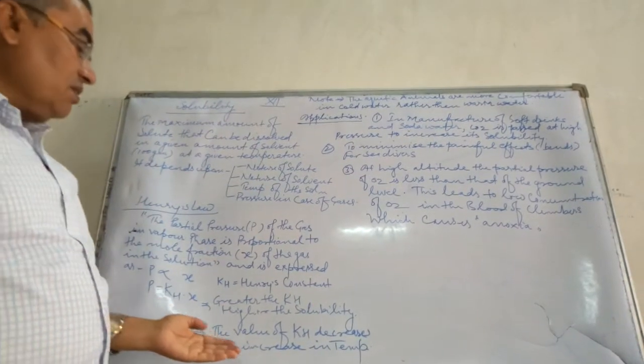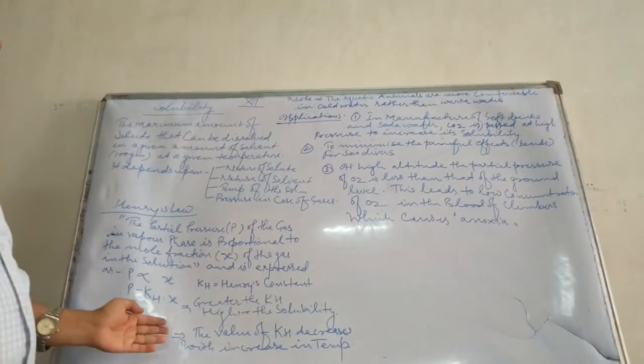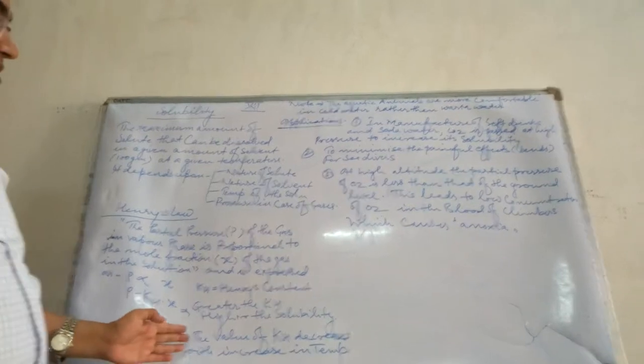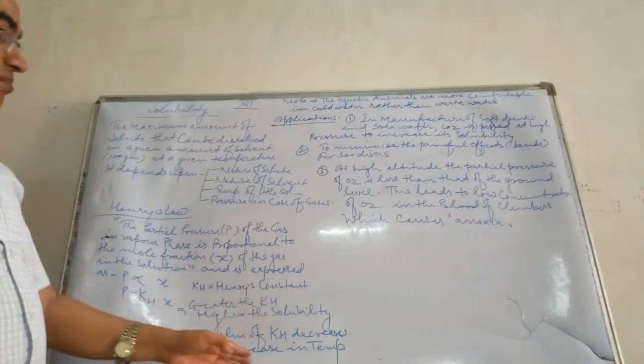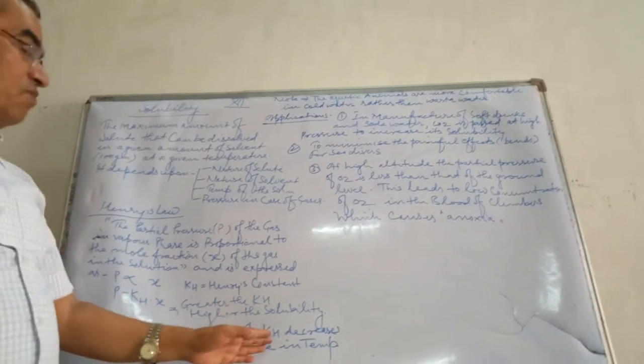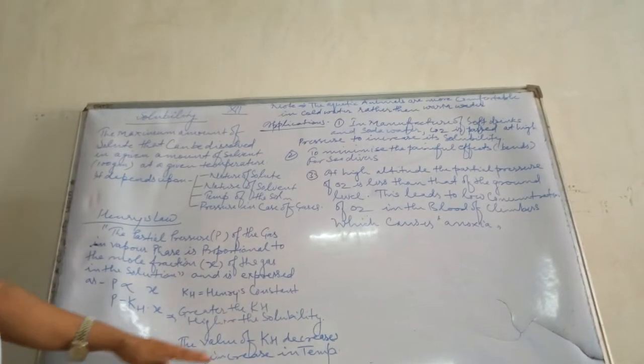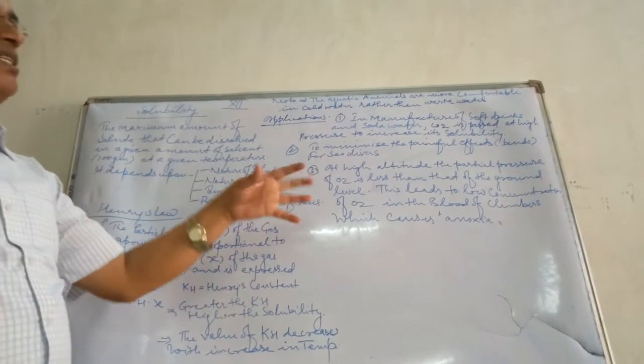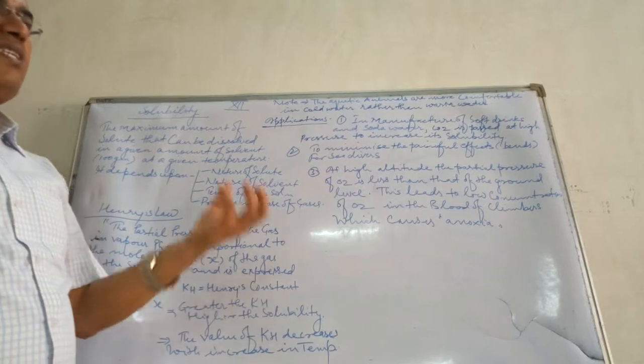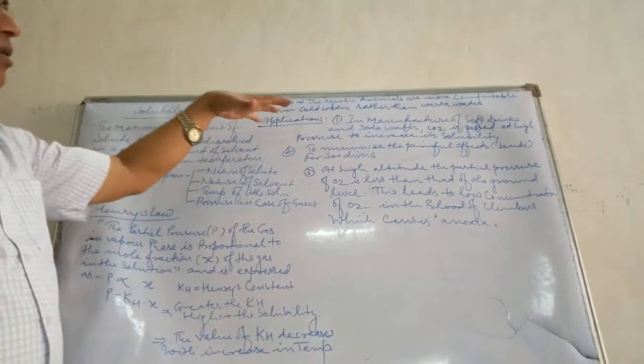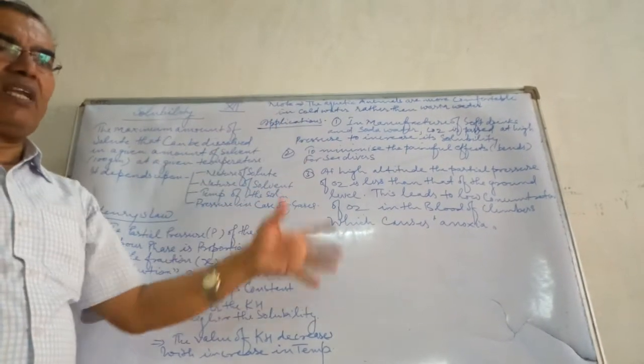This is due to Henry's law, and this second application is the value of KH, the solubility constant, will decrease with increasing temperature. During summers, the temperature of our surrounding increases, so the dissolved oxygen content in water will also escape.